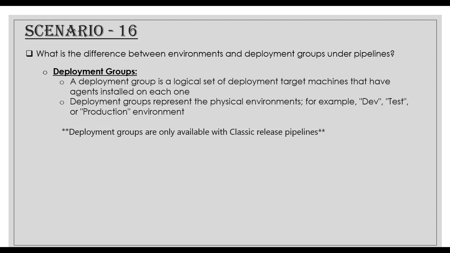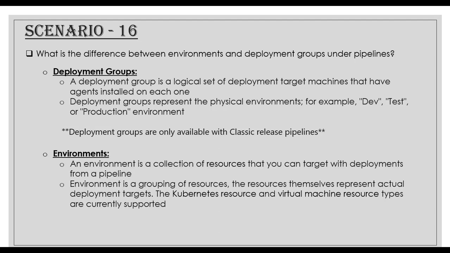Deployment groups represent the physical environment, as I said, VMs, for example dev, test or production environments. Deployment groups are only available with classic release pipelines. It's not available with YAML based. Keep that in mind. Plus, if you have a deployment group, there's no need for an additional agent pool, because on each and every machine we are installing an agent. On the other hand, environments represent a collection of resources such as namespaces within Kubernetes, Azure Web App, virtual machines, which can be targeted by deployments from a pipeline.